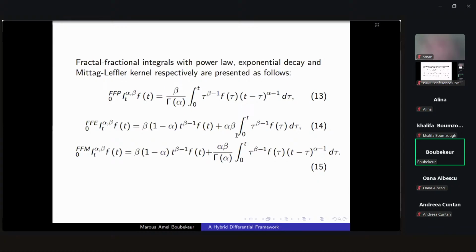Here we present the fractional integral. This integral is important for proving existence of a solution and for building numerical methods. The fractal dimension beta influences how memory accumulates over time.